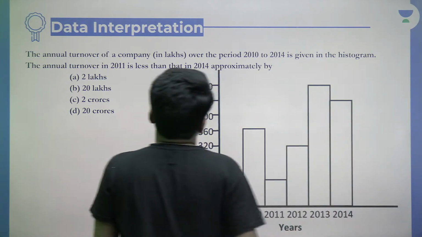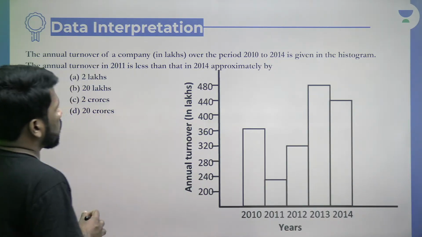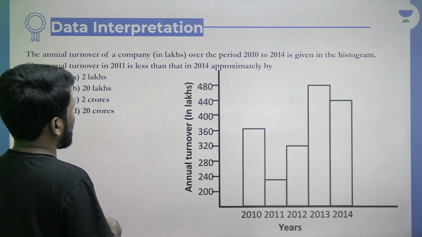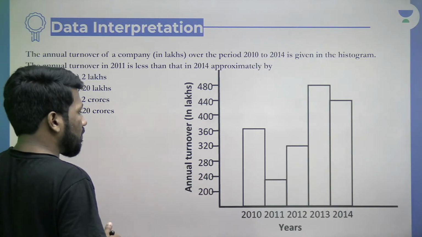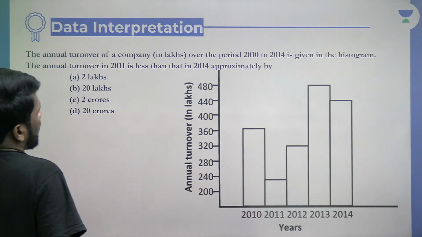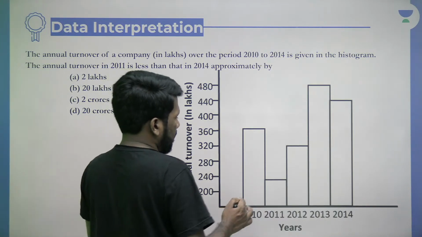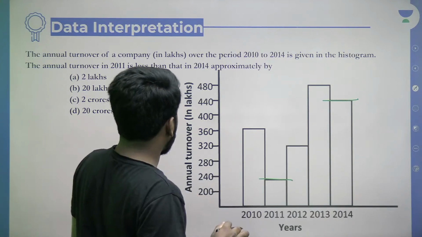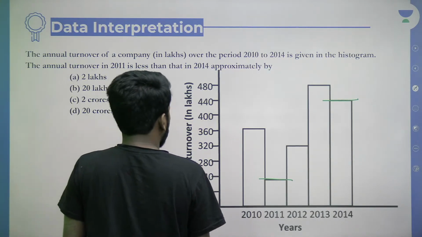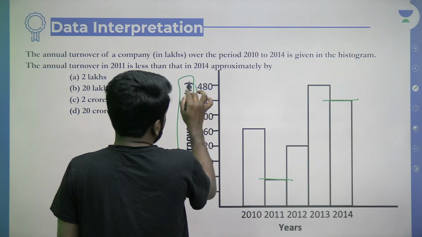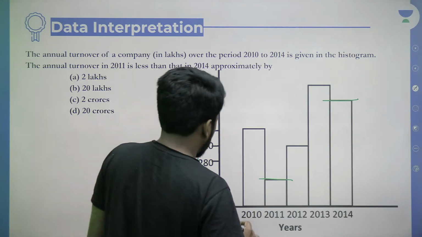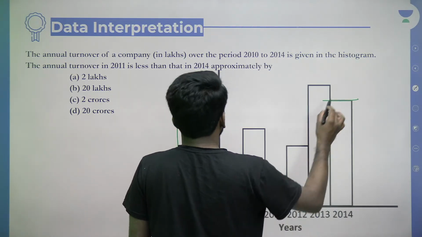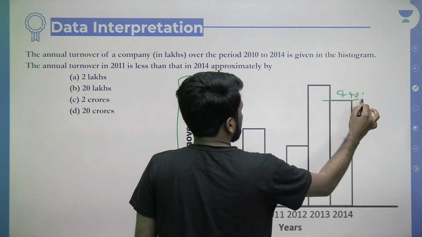Annual turnover of a company in lakhs over the period 2010 to 2014 is given in the histogram. The annual turnover in 2011 is less than that in 2014 approximately by. So 2011 and 2014 need to be compared, this one and this one. But one thing you should be clear, what is the y-axis? Annual turnover in lakhs. So this is 240 lakhs and this is 440 lakhs.